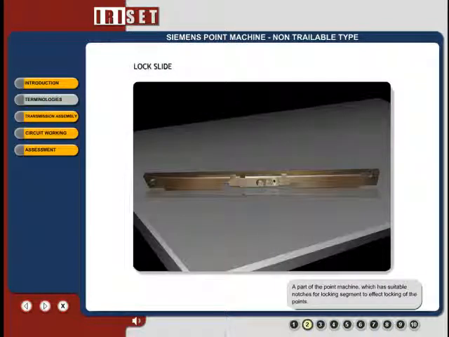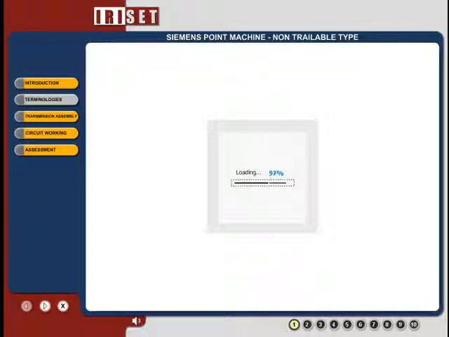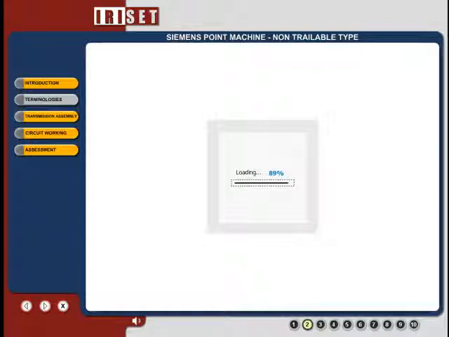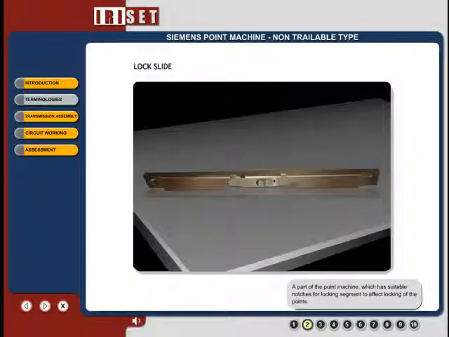A part of the point machine which provides... Point machine: an electrically driven machine used for operation of points in railway yards. Throw bar: a part of the point machine which provides the thrust for operation of points. It is also connected to the place where the point's driving rod is connected.